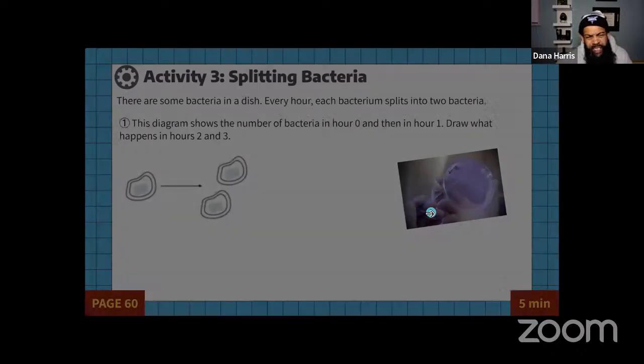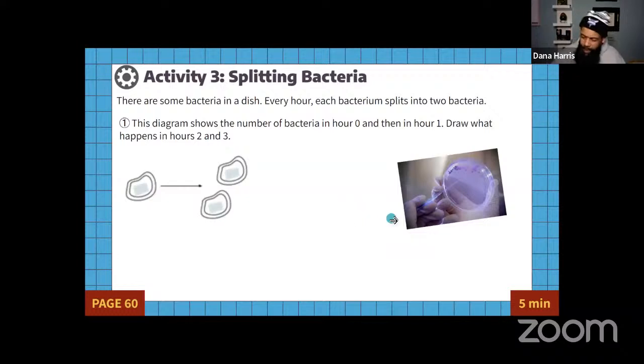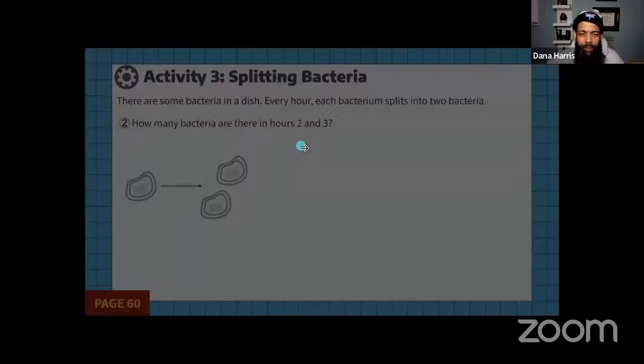And let's look at another activity. Activity 3. This one's going to be pretty quick. This one says the diagram shows the number of bacteria in hour 0 and then in hour 1. Draw what happens in hours 2 and 3. I think the next slide is where we draw it.